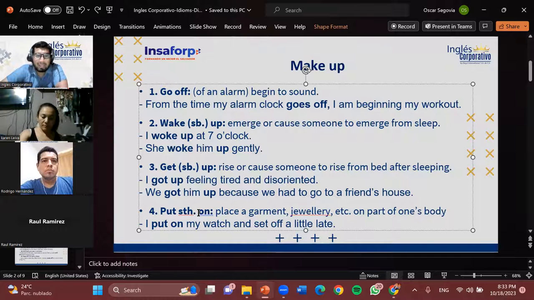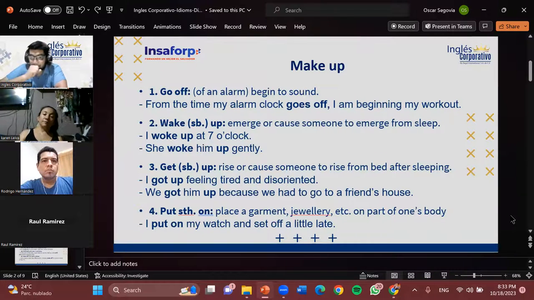Okay, now we have put. And then when you see STH, it means something. Okay, SB means somebody, STH means something. So here is when you put something on. So putting on is going to be understood as place a garment, jewelry, or any other piece of clothing on part of one's body. So if, for example, you live in a country where there is extreme weather, and by extreme, I mean a very cold weather, and you're wanting someone to take care of themselves and probably not getting a cold or getting sick at all, you may request them or advise them to put a hat on, you know, put a hat on.